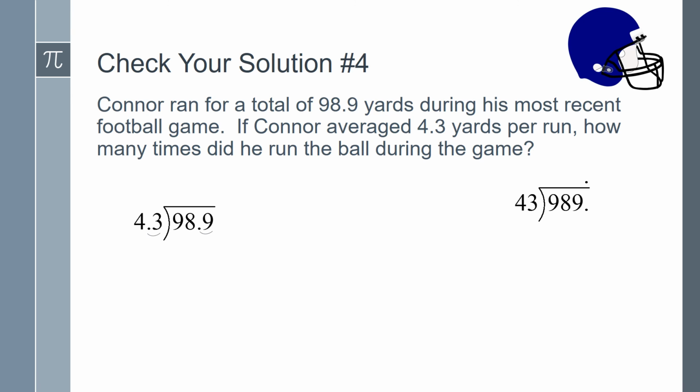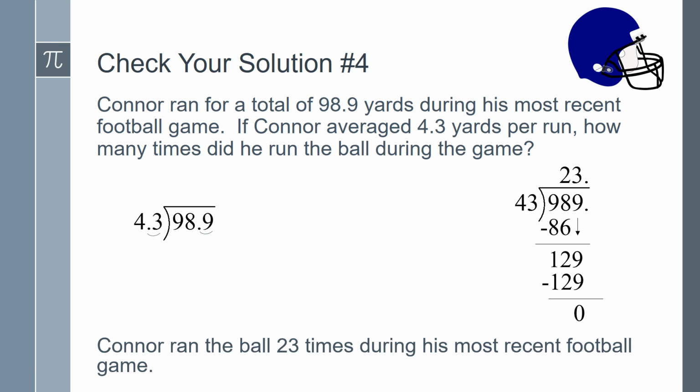43 does not go into 9, but it does go into 98 2 times. 98 minus 86 is 12, and then we'll bring down the 9. And 43 goes into 129 3 times. 129 minus 129 is 0. We don't have a remainder, so we're done. So Connor ran the ball 23 times during his most recent football game.